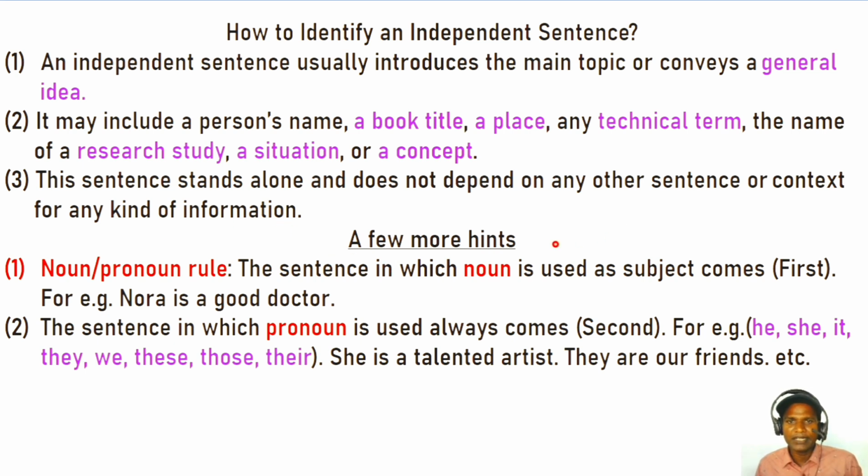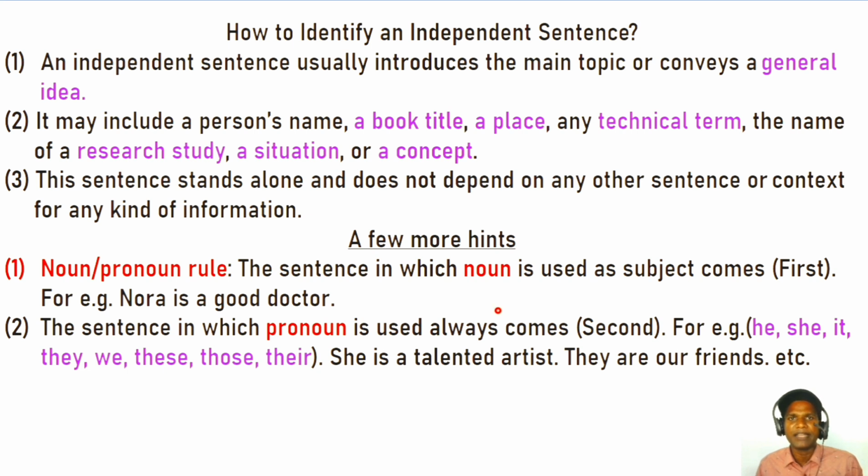A few more hints. Noun-pronoun rule. The sentence in which a noun is used as the subject comes first. For example, Nora is a good doctor. The sentence in which a pronoun is used always comes second. For example, he, she, it, they, we, these, those, their. She is a talented artist. They are our friends, etc. So the noun comes first and the pronoun always comes second.